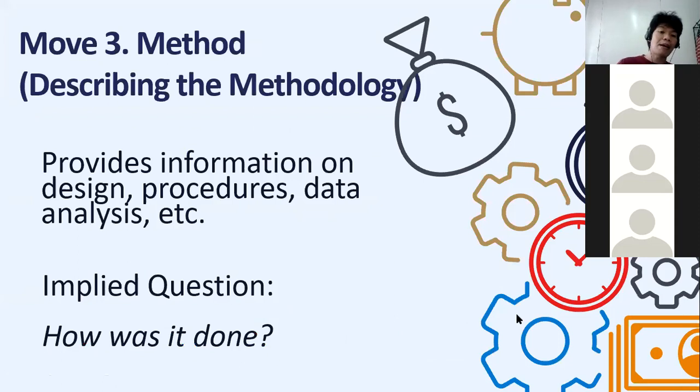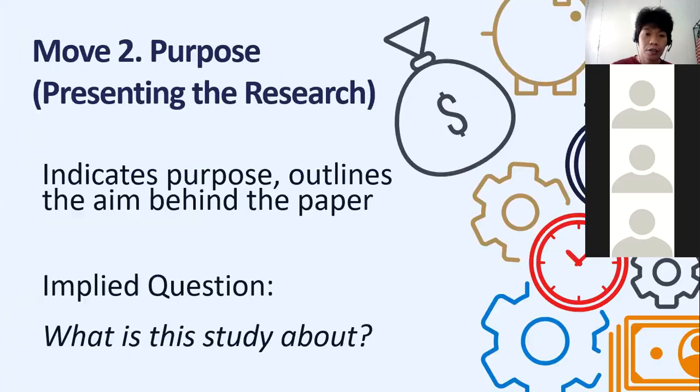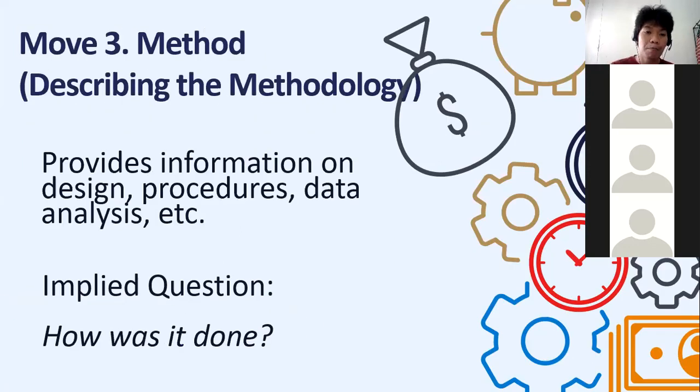The next, move 3, method, describing the methodology, provides information on design, procedures, data analysis, etc. So in method, by the name itself, you're going to provide the procedure that you use or utilize in order to conduct this study. So you're going to answer this implied question. How was it done? So meaning, how did you answer your purpose? How did you suffice your purpose? So that's the main function of move 3, method.